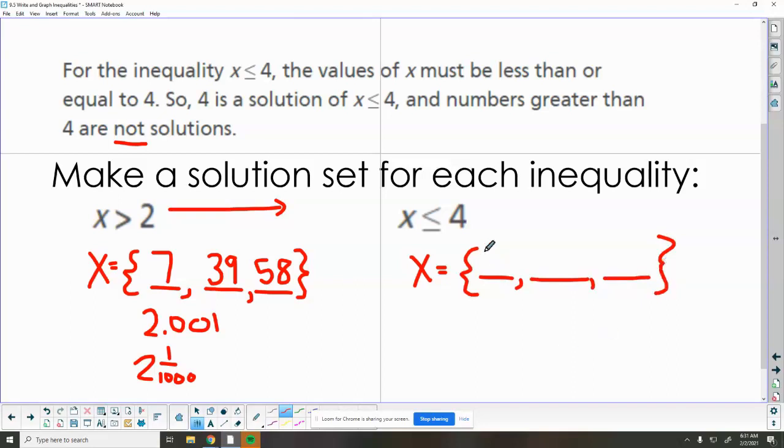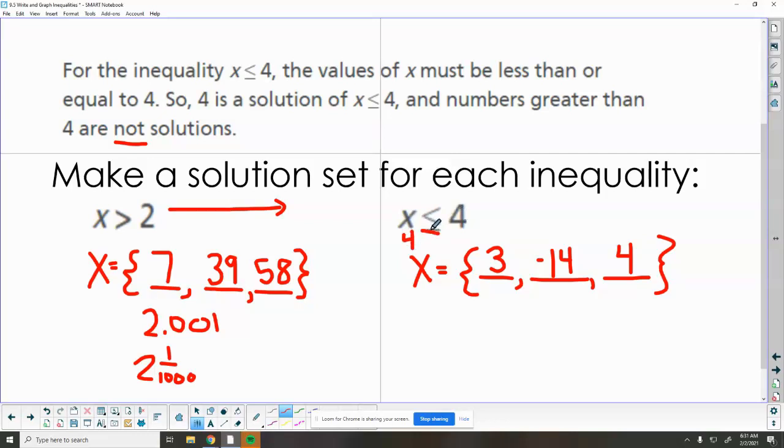So I want you to pause and see if you can write down 3 numbers to make x true. So one thing I want less than 4. So I could say 3 is less than 4. Negative 14 is less than 4. And I can also, on this one, use the number 4. 4 is less than or equal to 4.